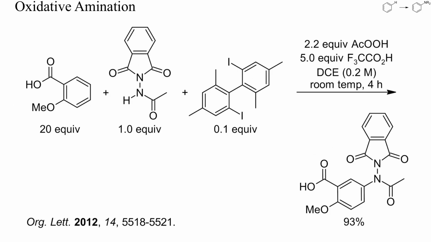This example is closely related to the previous one. Here, a substoichiometric amount of aryl iodide was oxidized with peracetic acid and used to activate a protected hydroxide. Unfortunately, a large excess of arene was required to trap the activated hydroxide.